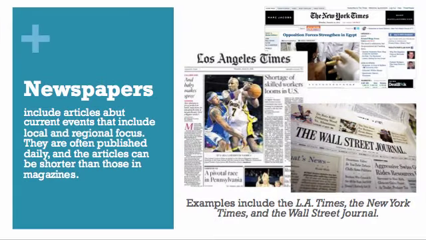Newspapers include articles about current events that include local and regional focus. They are often published daily, and the articles can be shorter than those in magazines. Examples include the LA Times, the New York Times, and the Wall Street Journal.